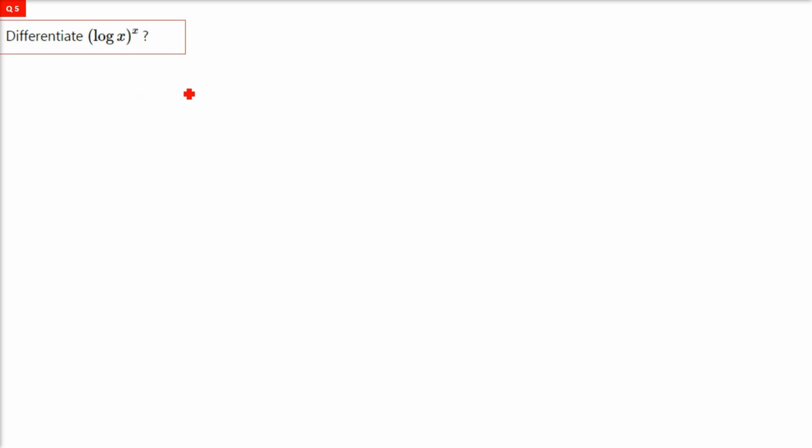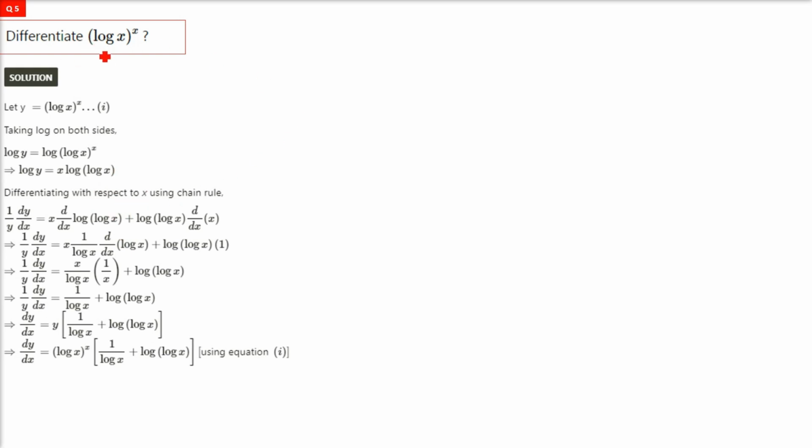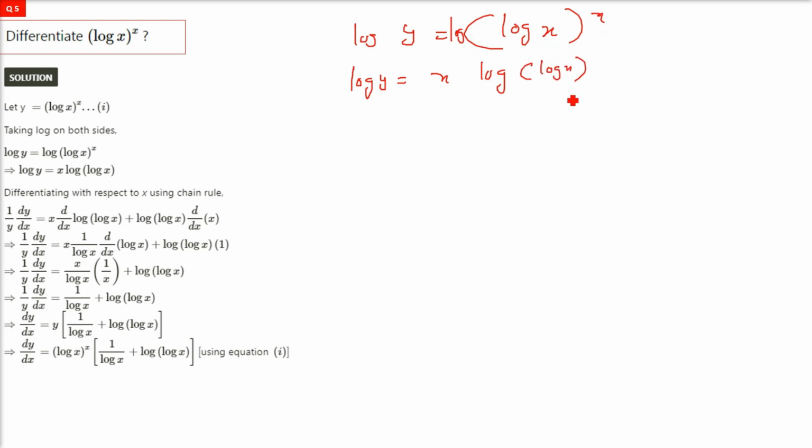Log x to the power x. This we have to differentiate. So let me just go through it quickly. y is equal to log x to the power x. Let us take the log on both the sides. When we take log on both the sides, this x will come in front. So log y is equal to x log of log x. We have x times log of log x. So there are two terms here. x is a separate term, and the other one is the other term.